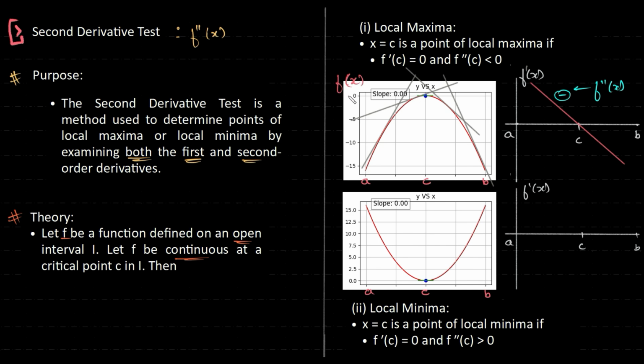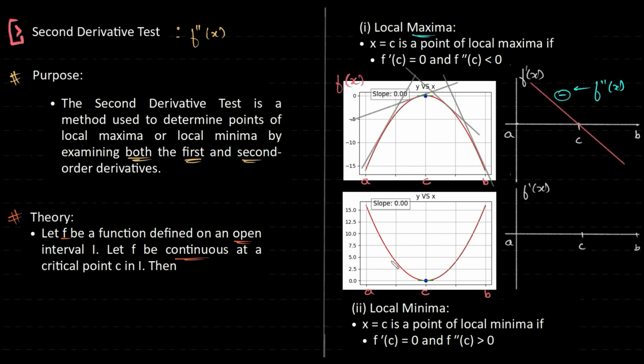Again, this is f of x. I take the slope at all the points and draw another graph that would be f prime of x versus x. If I examine the slope of this line, it turns out to be negative itself. Because it's negative, we can figure out that it is local maximum.